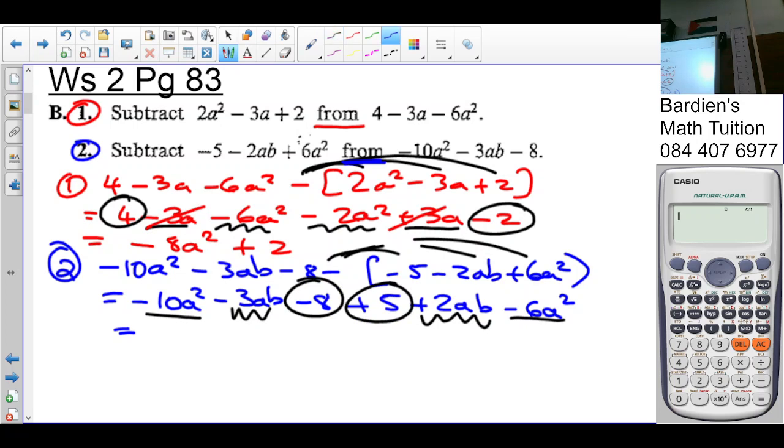So what is negative 10a squared minus 6a squared? Negative 16a squared. Negative 3ab plus 2ab. Negative ab. Minus 8 plus 5. Negative 3. Okay. Any issues here? Any confusion?